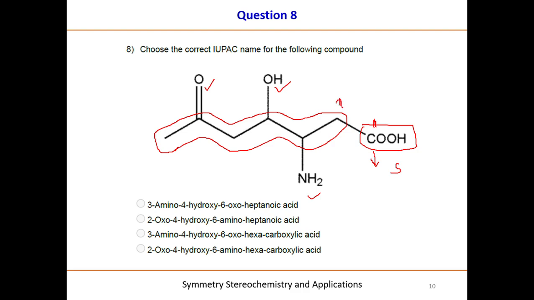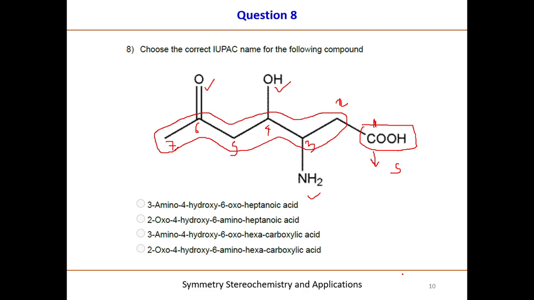Carbon number 1, 2, 3, 4, 5, 6, 7. Okay. Now we have to write the prefix names first.